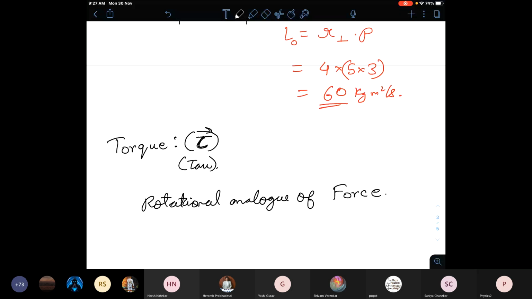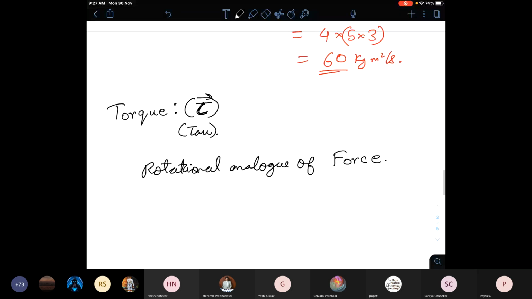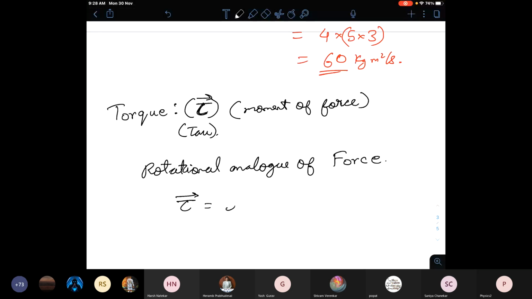Just now I had written that torque can also be called moment of force. I wrote it just before, in angular momentum. So you already have a formula for torque. That is R cross F.